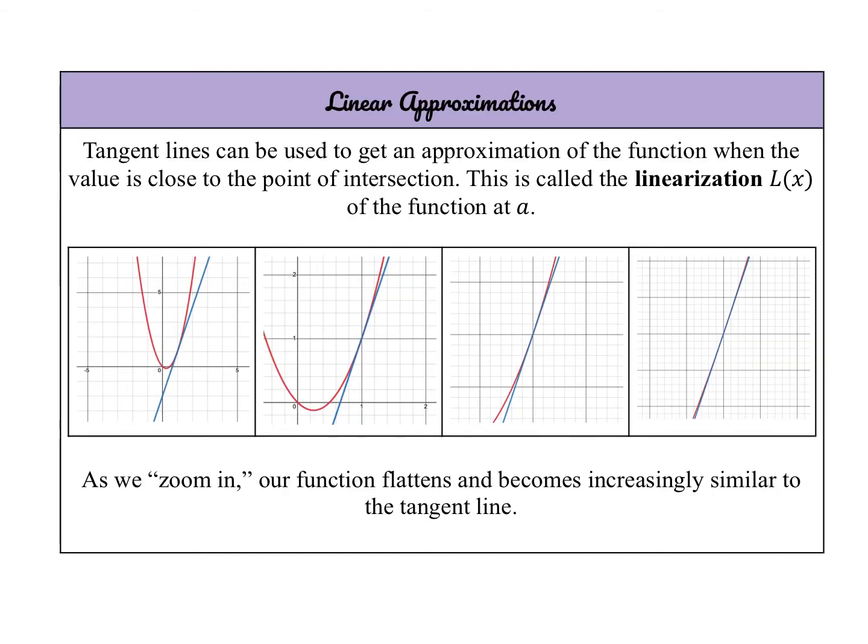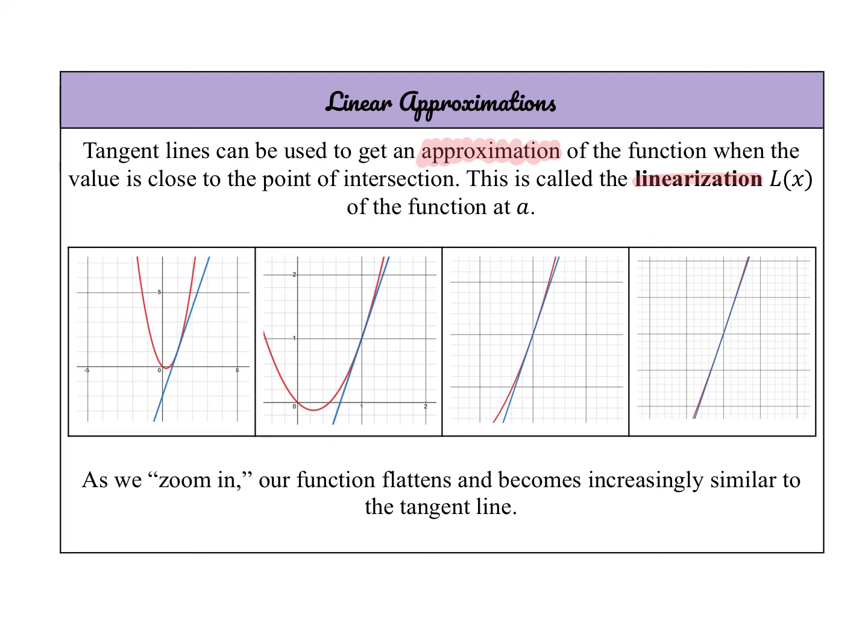Now today we're going to be doing what are called linear approximations. So tangent lines can actually be really useful for getting an approximation of a function when we're really close to that point of intersection of the tangent line. So this is called the linearization of your function at a. So essentially we're just going to take our tangent line like we did in the warm-up, and we would call that L of x, because again this represents a linear function that can approximate our original function when we're close to the point of intersection.